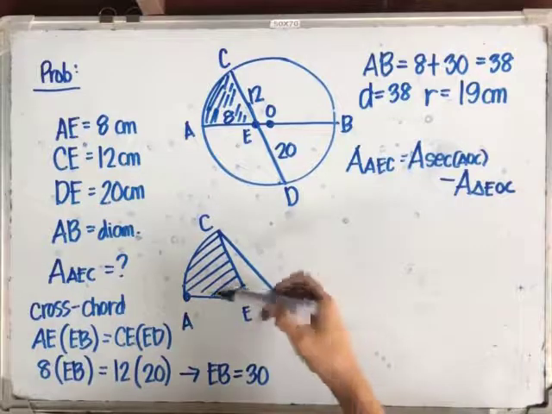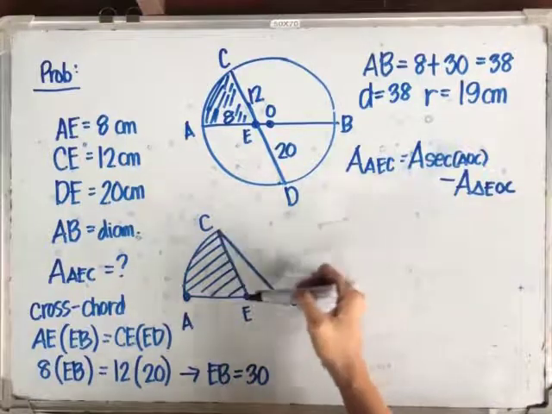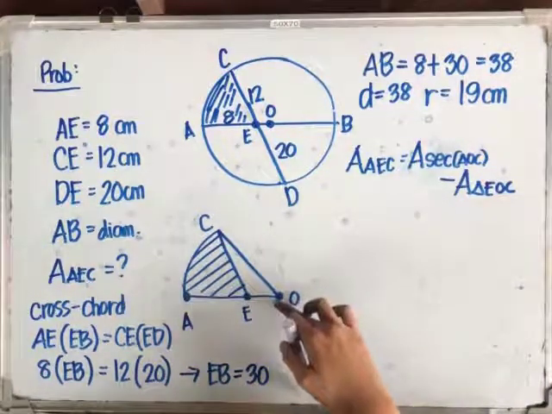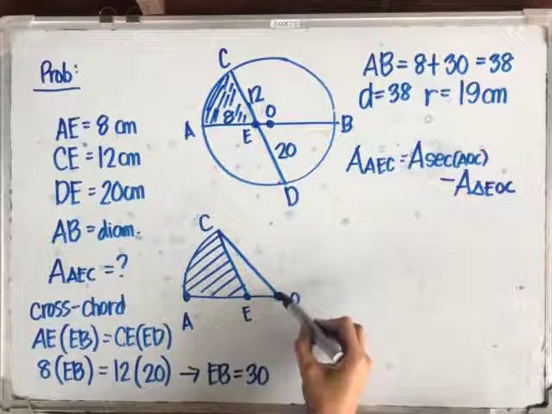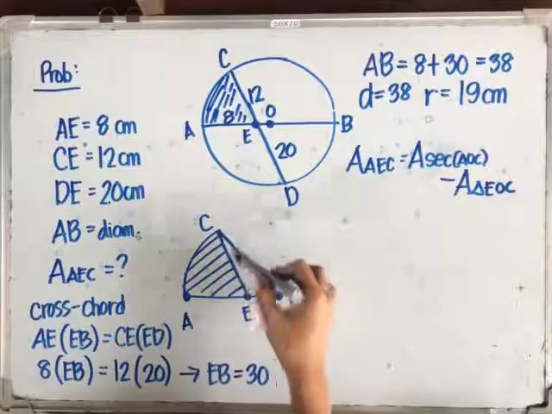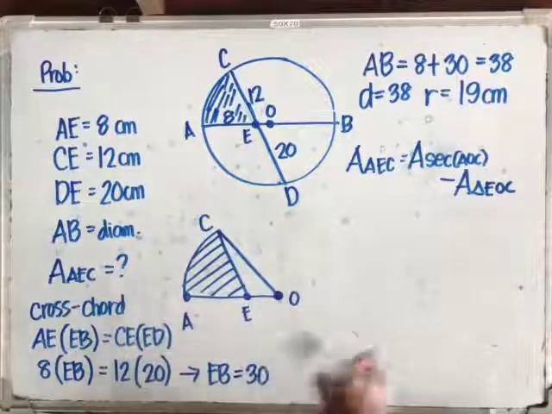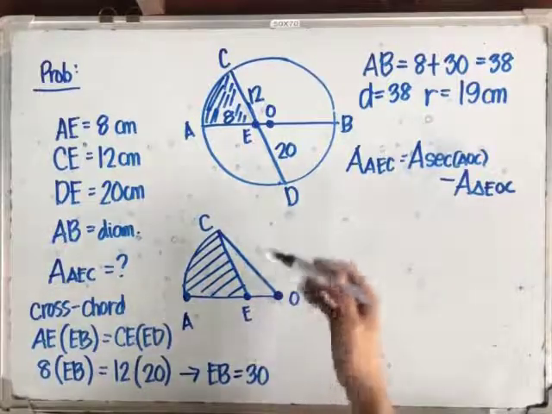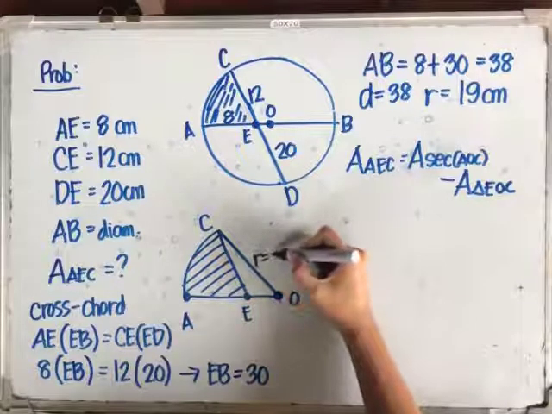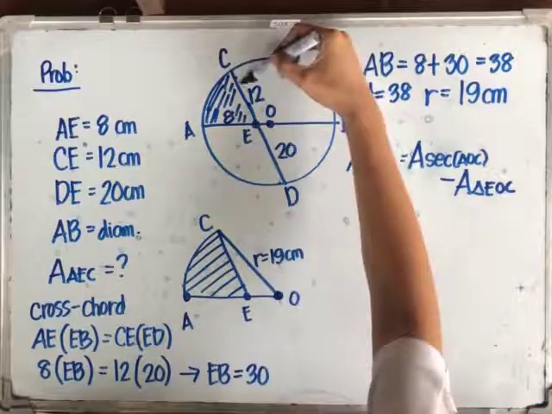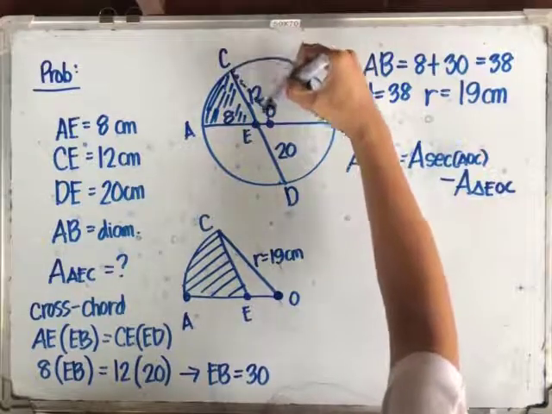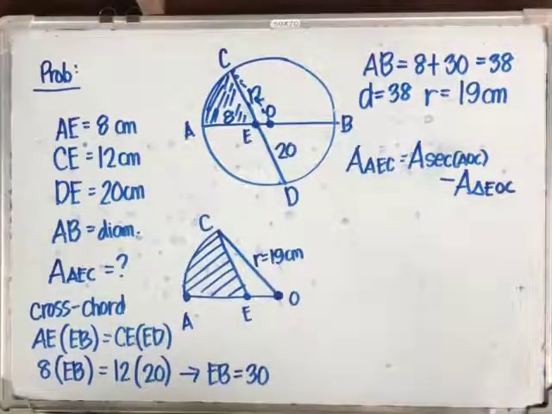Okay. Nga pala guys, sector ang tawag natin sa ganito, yung parang pizza cut natin sa circle, for as long as tumatama siya dito sa center of the circle, tapos radius itong dalawang side na to. Kakasabi ko lang, di ba? Ito radius to, 19 cm. Yan yung line na yan. 19 cm yan.